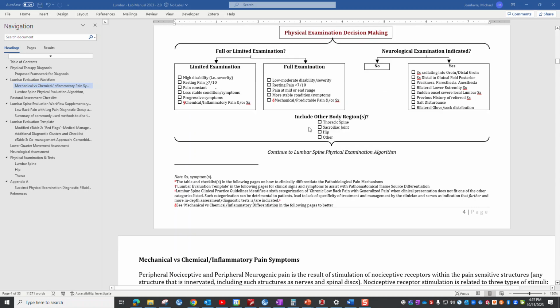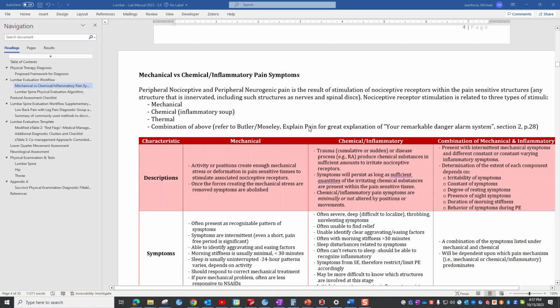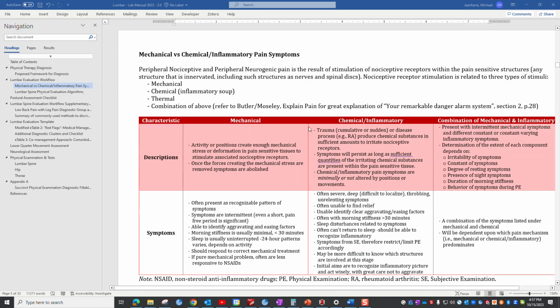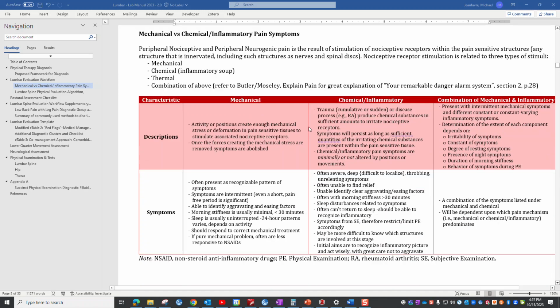And then what body regions should you also incorporate based upon their subjective evaluation? And this certainly could potentially evolve throughout the physical exam, depending on what certain findings are. And so you're consistently using an algorithmic rule in, rule out mentality as you move through the examination. The next resource that feeds off of the workflow above is further helping you to determine whether they are mechanical, chemical, and inflammatory based upon their symptoms, and or a combination of mechanical and inflammatory. I give some descriptions of each as well as the symptoms.